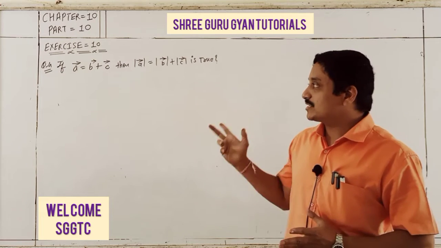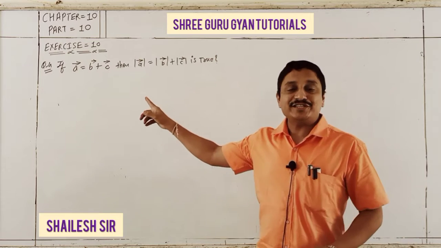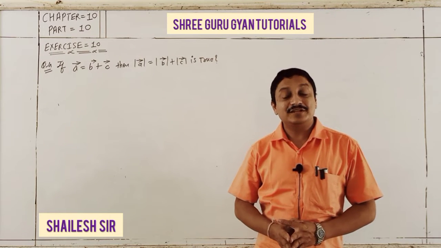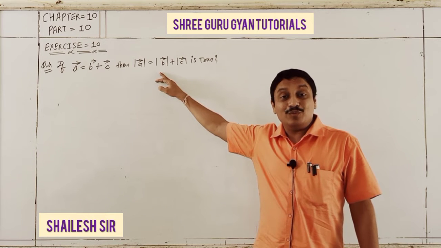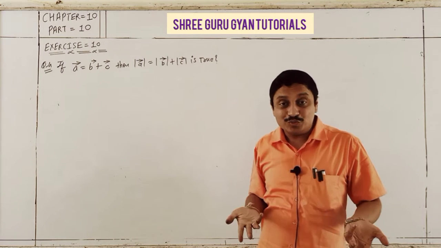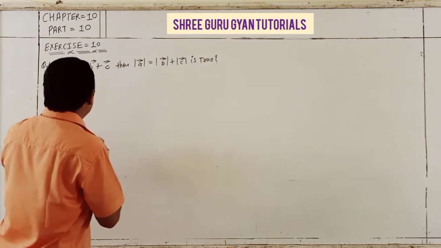Today I continue with exercise 10, question number 4. If vector A is equal to vector B plus vector C, then is modulus A equal to magnitude B plus magnitude C true? Here is a simple solution using the triangle rule.